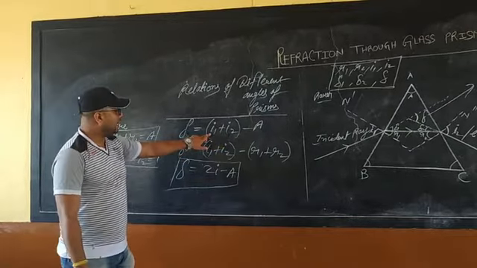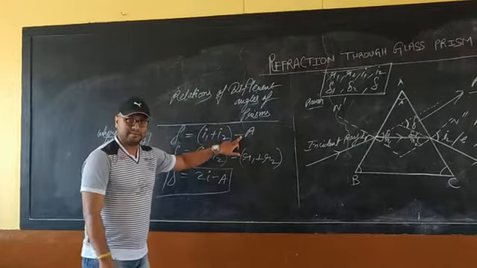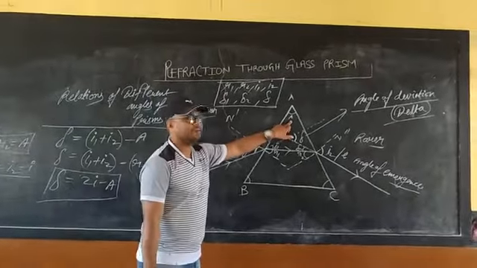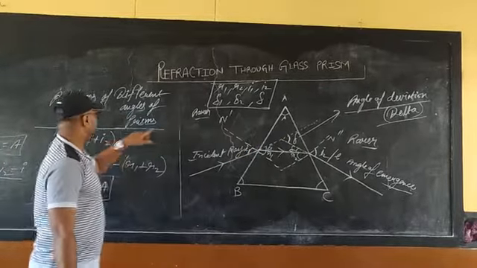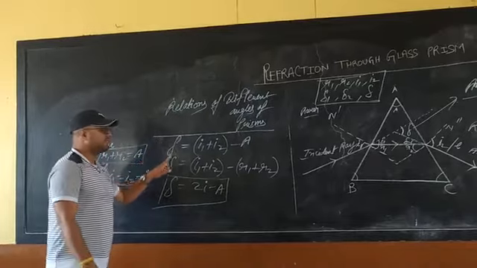It means angle of incidence plus angle of emergence minus the angle of prism. Angle of prism means, like this is an equilateral triangle, so it will be 60 degrees. So that particular value will be placed here. So within this, we can find the value of angle of deviation.